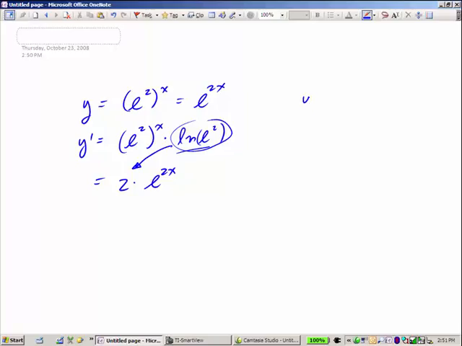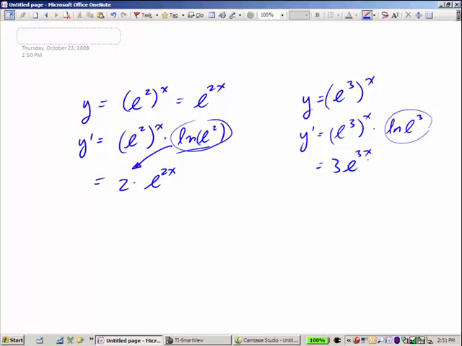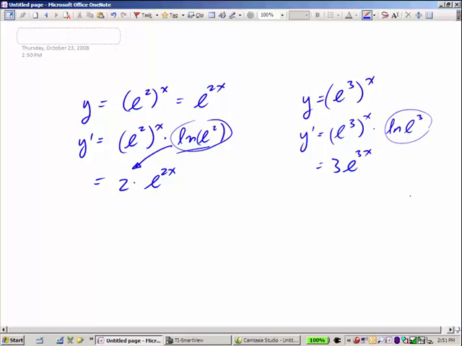And likewise, if we did e to the 3x, we would get e to the 3x times the natural log of e to the 3. Well, this we just know is 3, so the derivative would be 3e to the 3x. So it's a little different. You can't say the derivative of e to the 2x is e to the 2x. It's e to the 2x and then there's something else going on, and we need a couple days before we figure out why that's there.